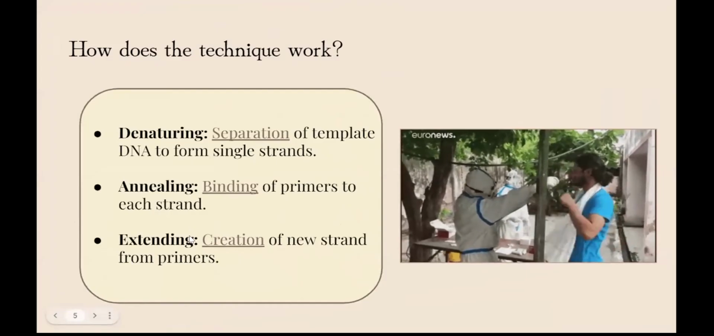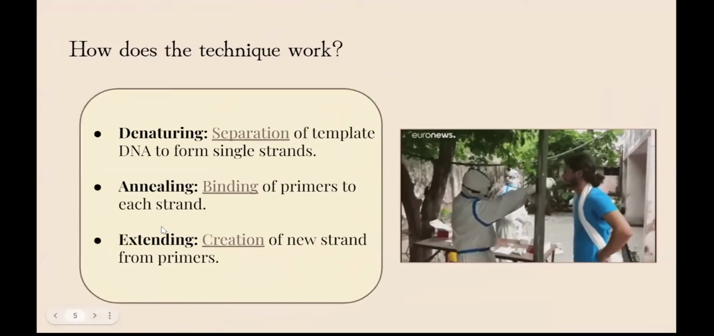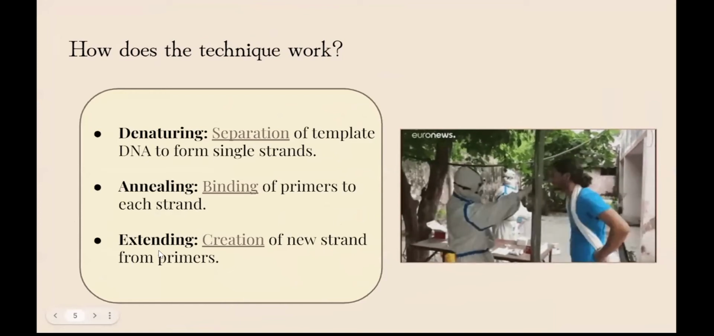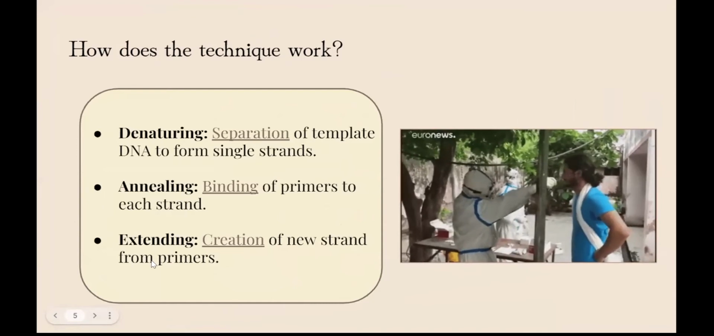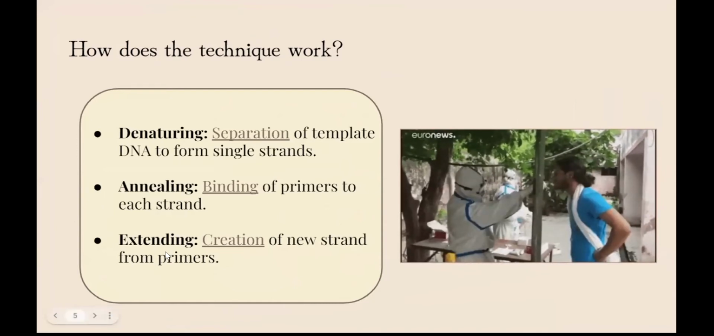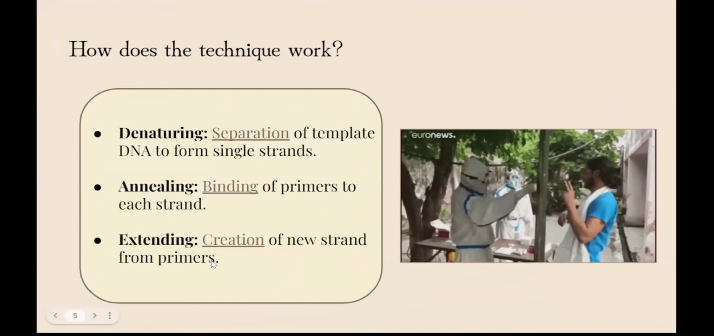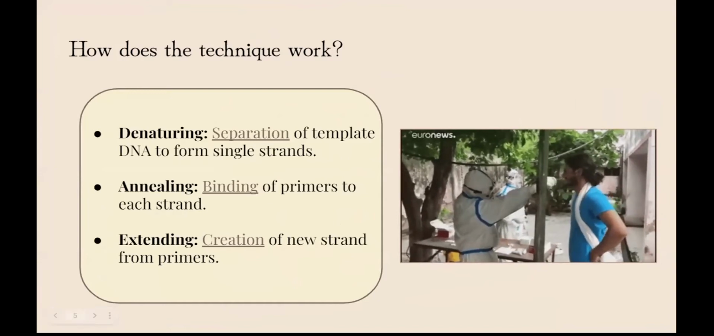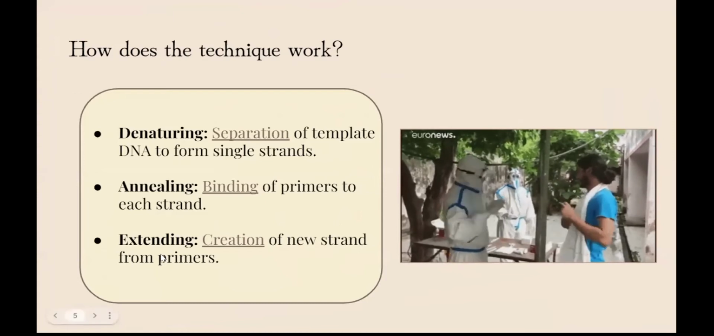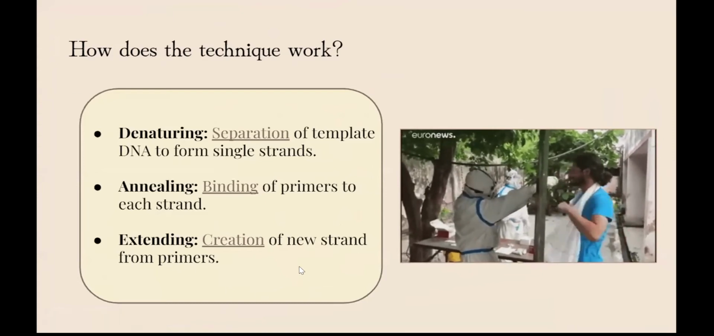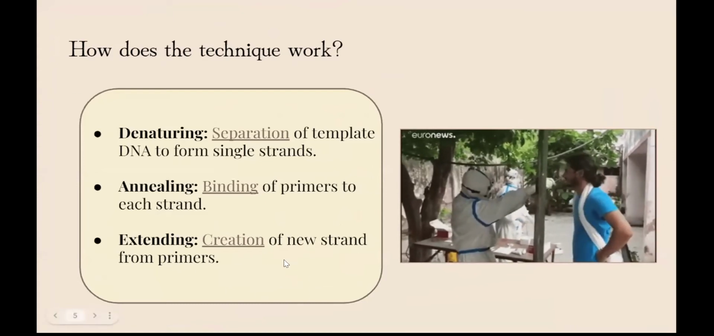PCR has three important phases. The first phase is called denaturing. During this phase, the template DNA is split into single strands in order to prepare for replication. In the second phase, annealing, primers are bound to the DNA strands. And finally, in the last phase, extension, a DNA polymerase, for example Taq polymerase, which is used because it's heat resistant, uses free nucleotides to replicate the DNA strand.